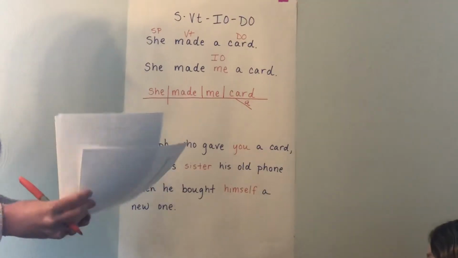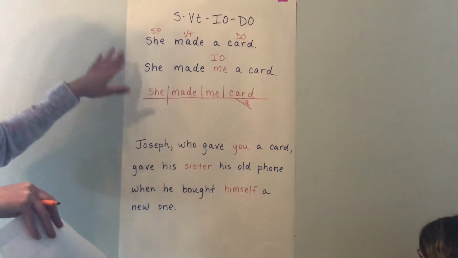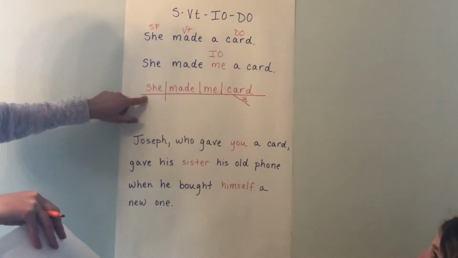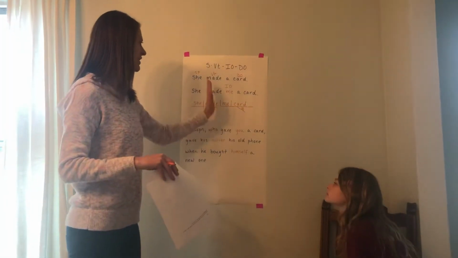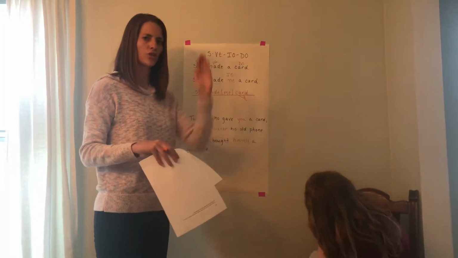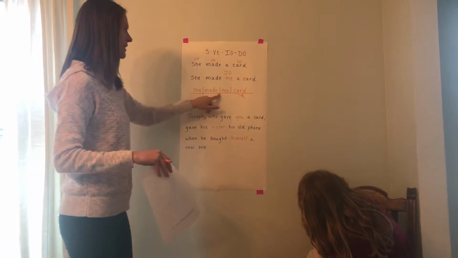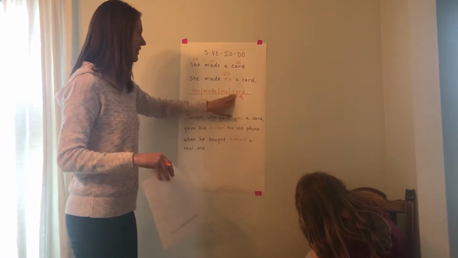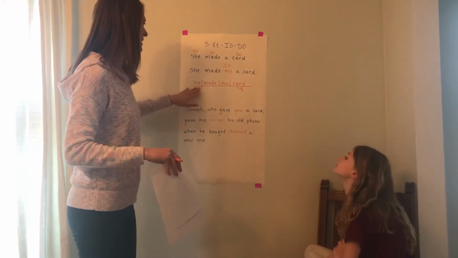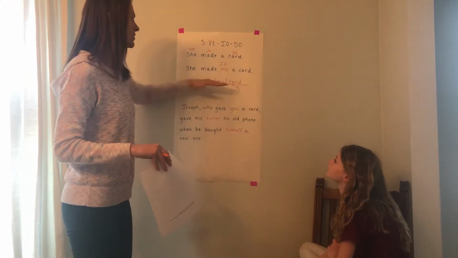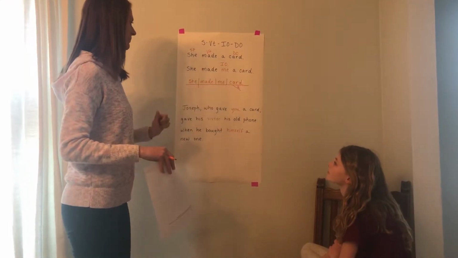Very good. As a reminder, this is how we diagram those sentences. So she made me card A. All of these vertical lines here are straight up and down. They are completely vertical in this sentence pattern. The only things that are slanted off are going to be our modifiers, but the sentence pattern is going to be straight up and down.